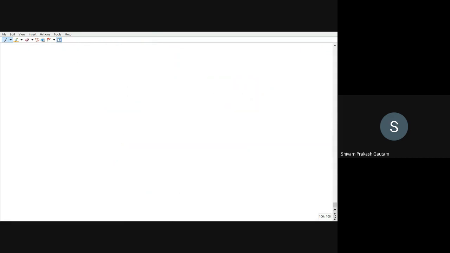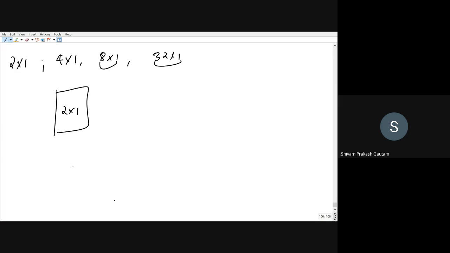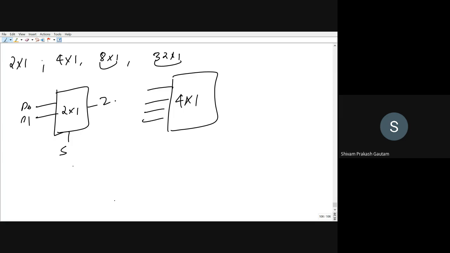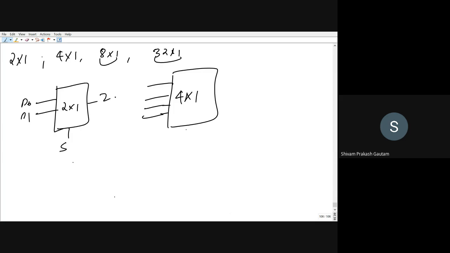We have seen 2x1 multiplexer and 4x1 multiplexer. Similarly, there will be 8x1 and 32x1. I will not be drawing the circuit for 8x1 and 32x1, just the block diagram. First we will see 2x1. We have two inputs, D0 and D1. The select line will be 1. You can call it S, S0, whatever you want, and the output will be Z. For 4x1, there are 4 inputs, and to select these 4 inputs, how many select lines will we require? 2 select lines. You can call them S0 and S1. Here D0 to D3, and there will be 1 output.